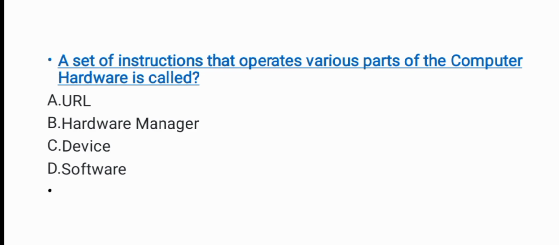A set of instructions that operate various parts of computer or hardware is called URL, hardware manager, device, software. The correct option is option D, software. Software is a set of instructions that operates various parts of computer hardware. It's called software.